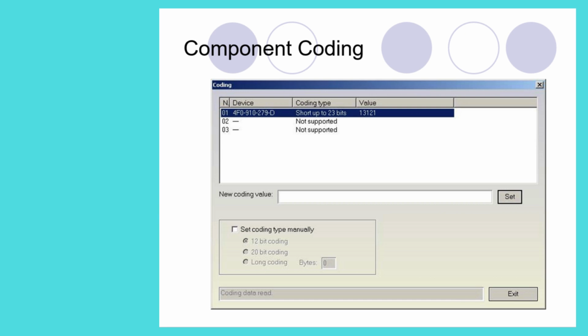The coding value 13121 gives the control unit the information it needs to function. It defines the control units that the control unit must communicate with. The coding process varies from make to make. It is good practice to record the coding of a control unit before removing it. Thus, it can be easily written to the new control unit once installed.